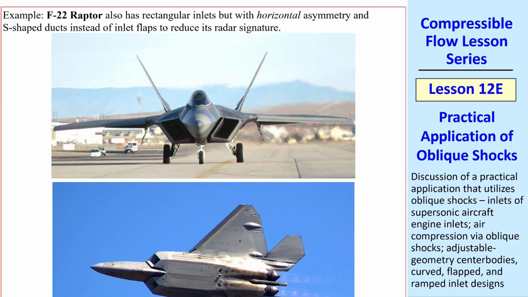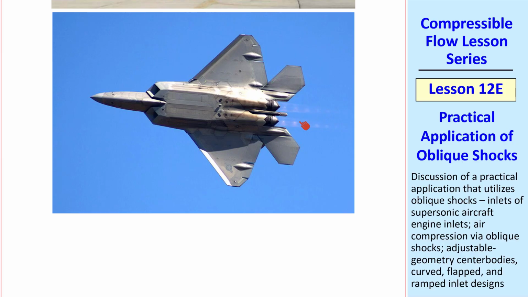The more modern F-22 Raptor also has rectangular inlets, but with nearly horizontal asymmetry, which you can see from this picture, and there are some S-shaped ducts inside this inlet instead of flaps, and those are designed to reduce the radar signature of this aircraft. Here are some shock diamonds that we discussed previously earlier in the course.